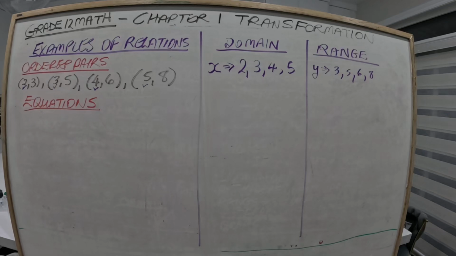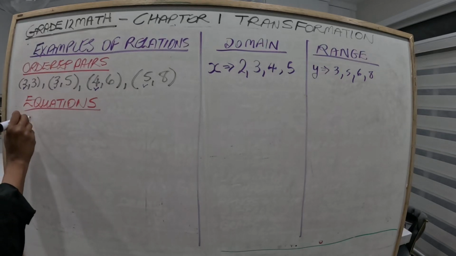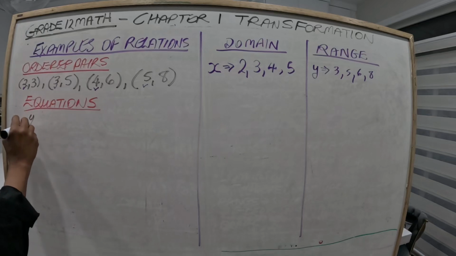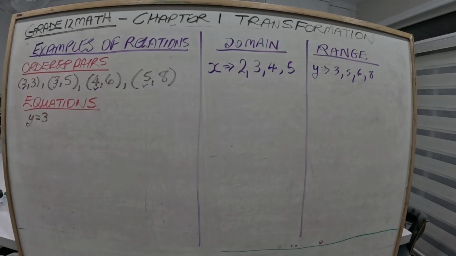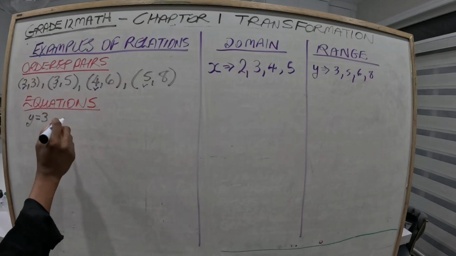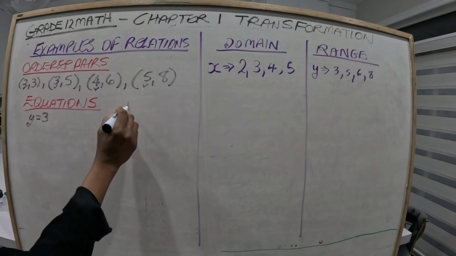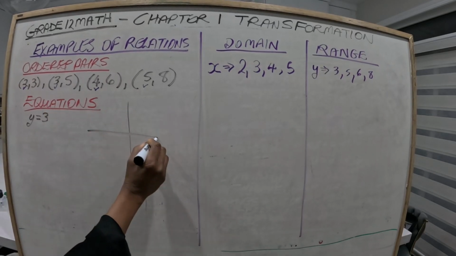So let's look at equations. Equations such as y equals 3, and I like these kinds of equations because y equals 3 means there's no x value. Okay? And it would be a line. I'm just giving you an idea. So it will be like a graph like this.